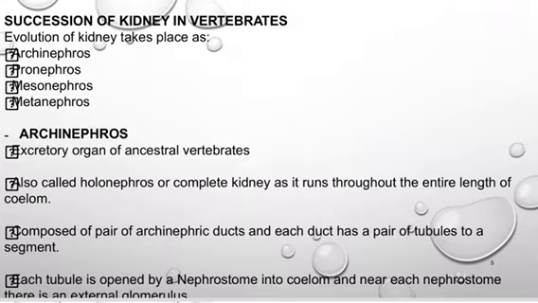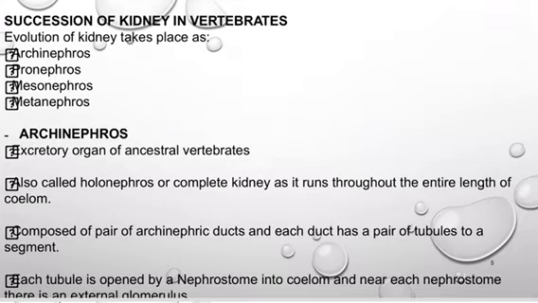Evolution of kidney takes place as these structures: you have the archenephros, pronephros, mesonephros and metanephros. So that's the way you find kidneys in vertebrates. What do you need to know about the archenephros? The archenephros is actually an excretory organ of ancestral vertebrates.